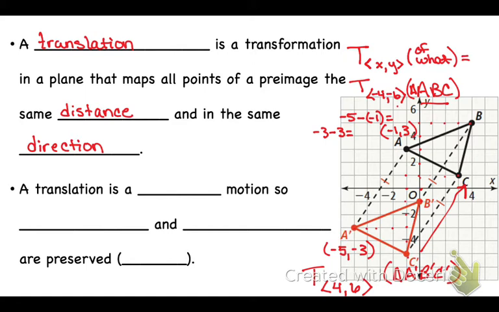Okay, so a translation is a blank motion, so blank and blank are preserved. What kind of motion preserves stuff? Rigid. So a translation is a rigid motion. Good job, Josh. So what and what are preserved? Lengths. Length and angle. Lengths and angle measurements. Good job, guys. You pieced it together. I've brought that up several times now, so do you think you need to remember that for your test? Okay, what does preserved mean? Kept.